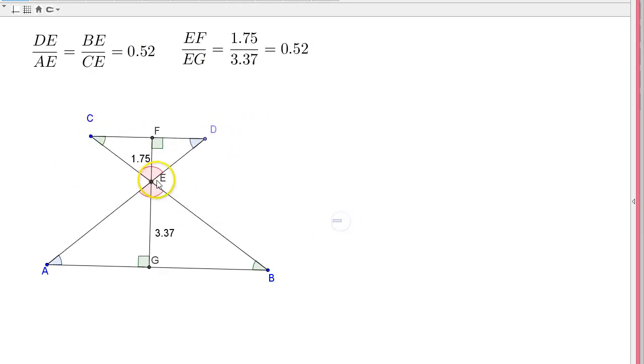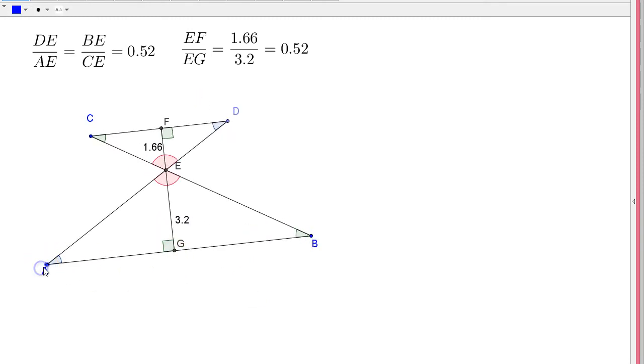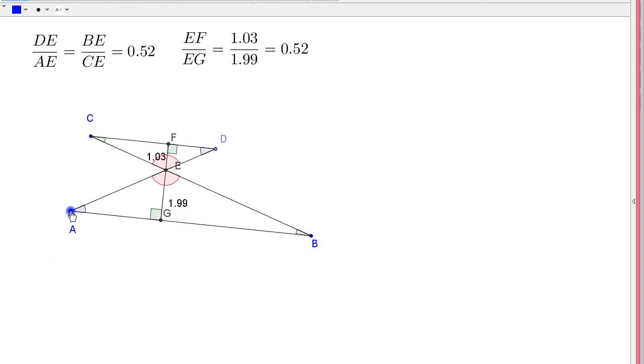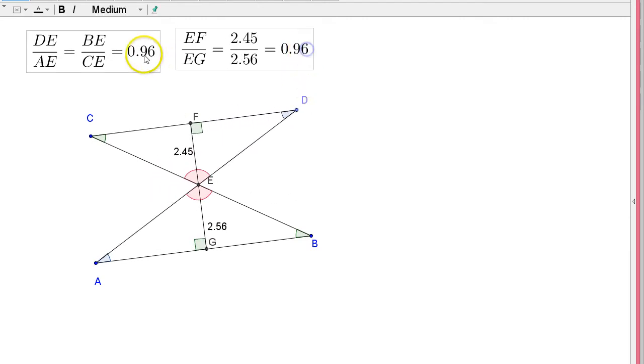So move point C around. Well, in this case it doesn't change. B doesn't do that either. A doesn't do that. That's weird. So yeah, there we go. Move point D around. That'll change the ratio. But either way, they're still the exact same. So the ratio of the altitudes right here is the same as the ratio of the sides.